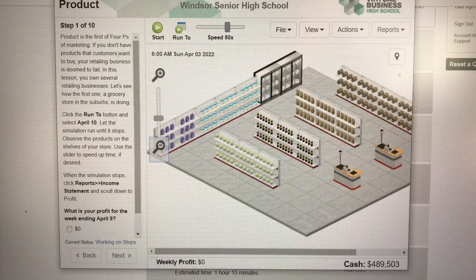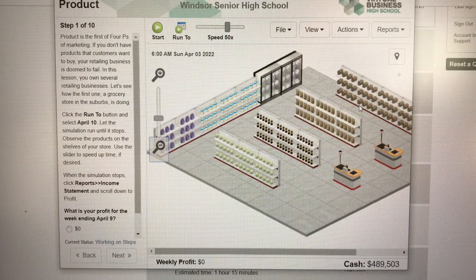So we have the 4 P's of the marketing mix: product, place, price, promotion. And the main one of the 4 P's is the product. Because if you have a terrible product, it doesn't matter what price you set it at or how much you promote it, you're not going to make a lot of sales. So it's important that you set up your shelves with the correct products that you need to have.